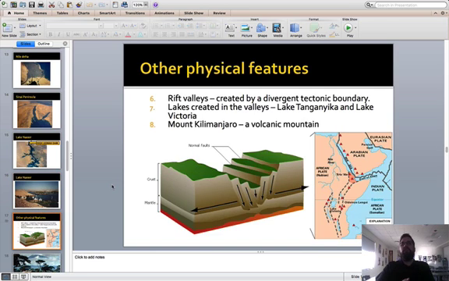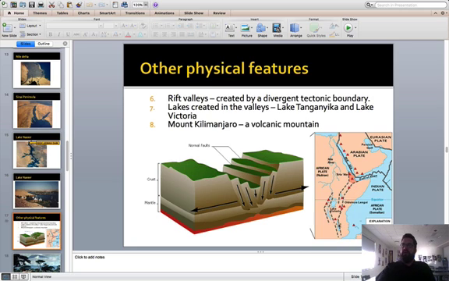Some other features, you know what rift valleys are. Rift valleys are where you have two divergent plates. They're moving apart from each other, and as they move apart, a valley forms in the middle. So in Eastern Africa, we have the Great Rift Valley, which is this area over here on the map on the right. This part of the plate is moving that direction into the Indian Ocean, while the rest of Africa is moving towards the west very slowly. But eventually this will break off and form an island.